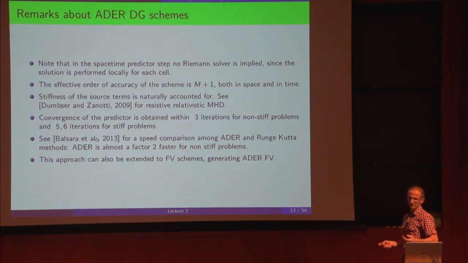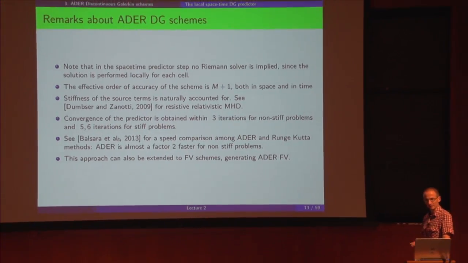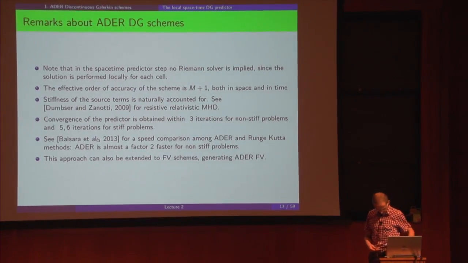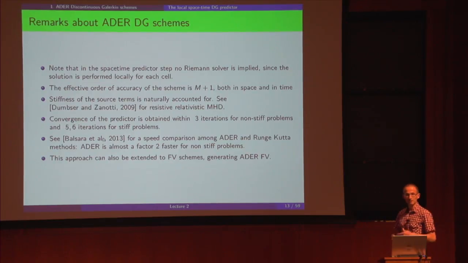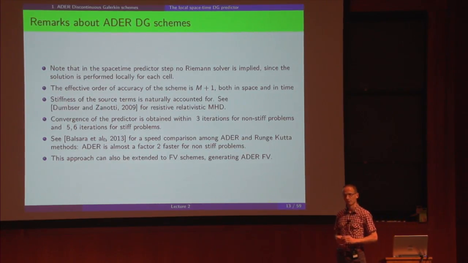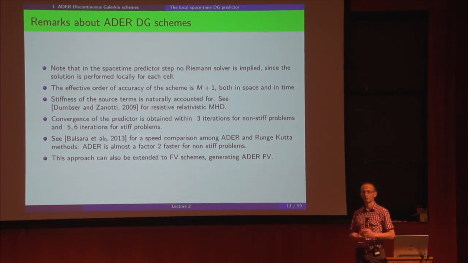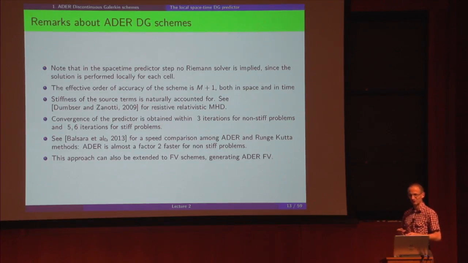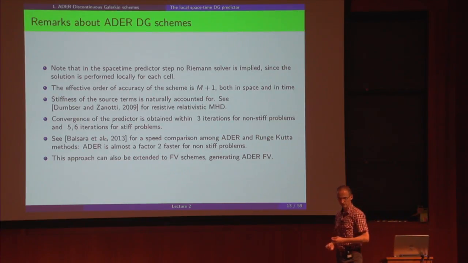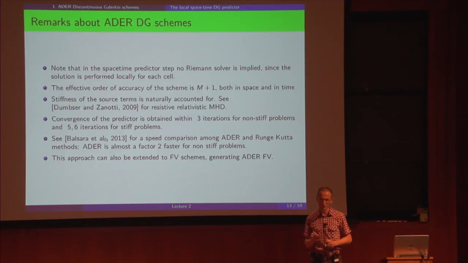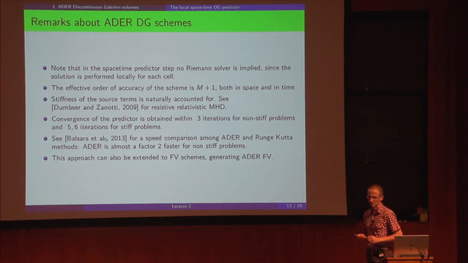So note, I repeat it again, but I think it's important. In the predictor step, there is no Riemann solver involved. We would be disappointed to see a Riemann solver there, because typically it's also something that can become complex. The effective order of accuracy of the scheme is, as I stressed already, just dictated by the degree of the polynomial. So it will be n plus 1, both in space and in time, for free, let's say. Well, not completely for free, but you don't need to change your algorithm for changing the order. The stiffness of the sources is naturally accounted for. Why is that? Because we have seen the stiffness is addressed by using a locally implicit algorithm. So the logic is not so far from IMEX. It's much different from splitting. In splitting, you cannot really solve strong stiffness problems.